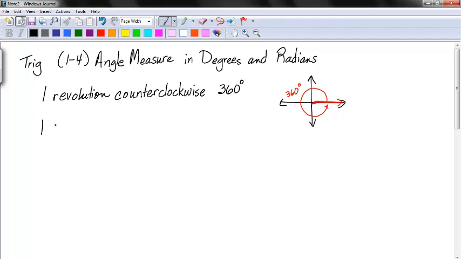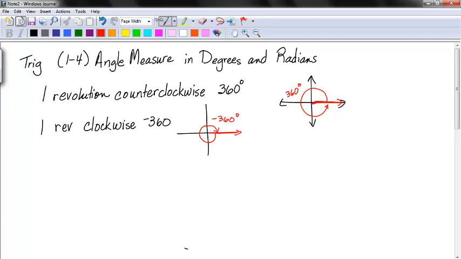If I go, and I will use REV for revolution, 1 revolution clockwise would be a negative 360 degrees. And you still start on the positive side of the x-axis and you're going down. So this would be a negative 90, negative 180, negative 270, and all the way around here. So that'd be a negative 360 degrees.